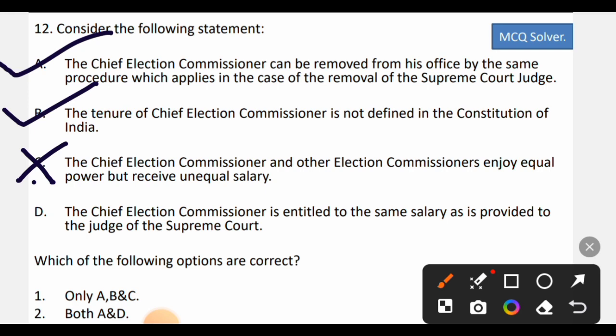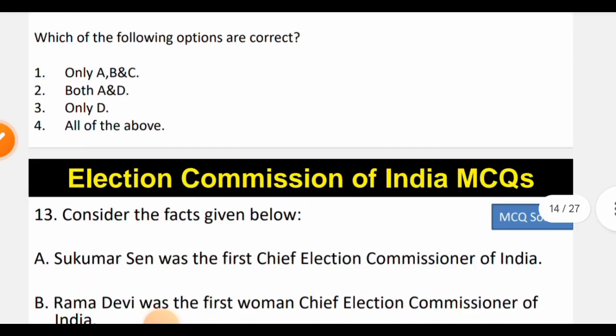And when it comes to statement D, the Chief Election Commissioner is entitled to the same salary as is provided to the judge of the Supreme Court. So it is also correct. So the correct statements are A, B and D. So A, B and D is the correct option. So please remember this fact. Now let's move to question number 13.